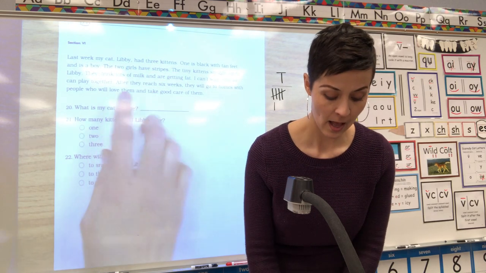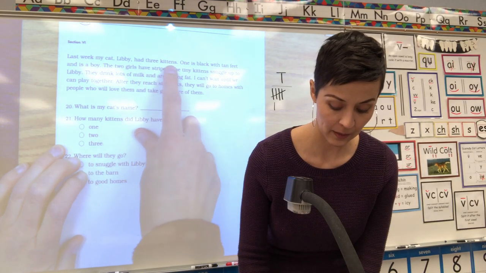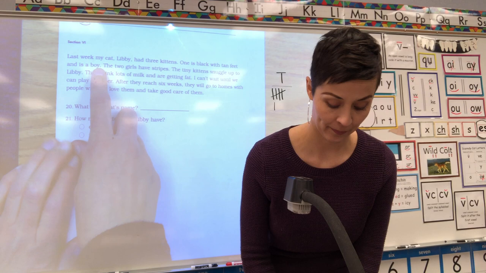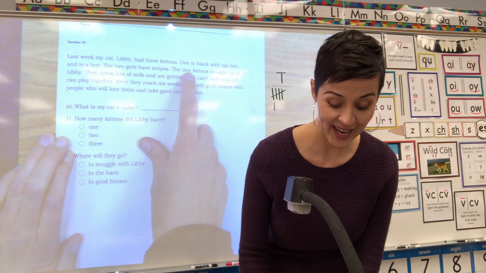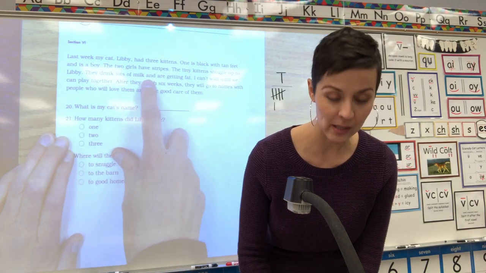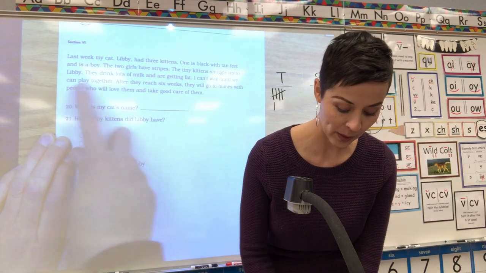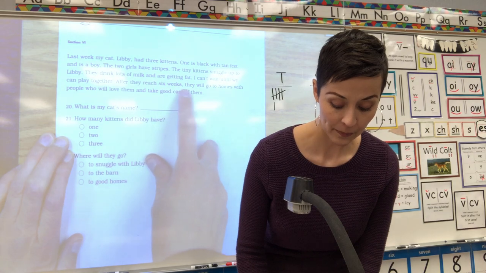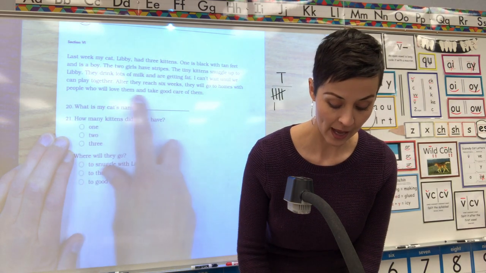It says, last week my cat Libby had three kittens. One is black with tan feet and is a boy. The two girls have stripes. The tiny kittens snuggle up to Libby. They drink lots of milk and are getting fat. I can't wait until we can play together. After they reach 6 weeks, they will go to homes with people who will love them and take good care of them.